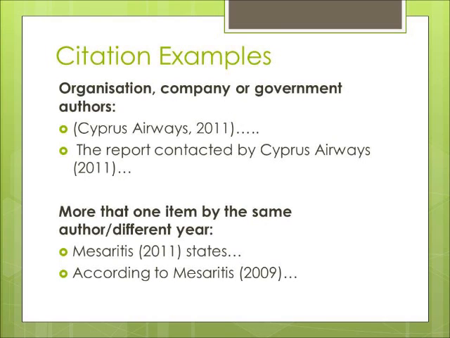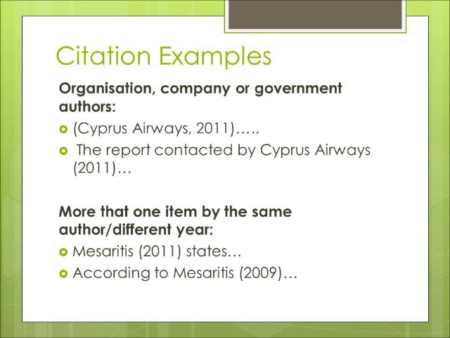Other citation examples include citing an organization, company, or government authors. If an item is written by an organization, company, or government body, you use the same principles as all the other examples. The only difference is that you include the name of the organization, company, or government, and the year of the document's publication. The two examples in this slide illustrate how to perform organization citation referencing.